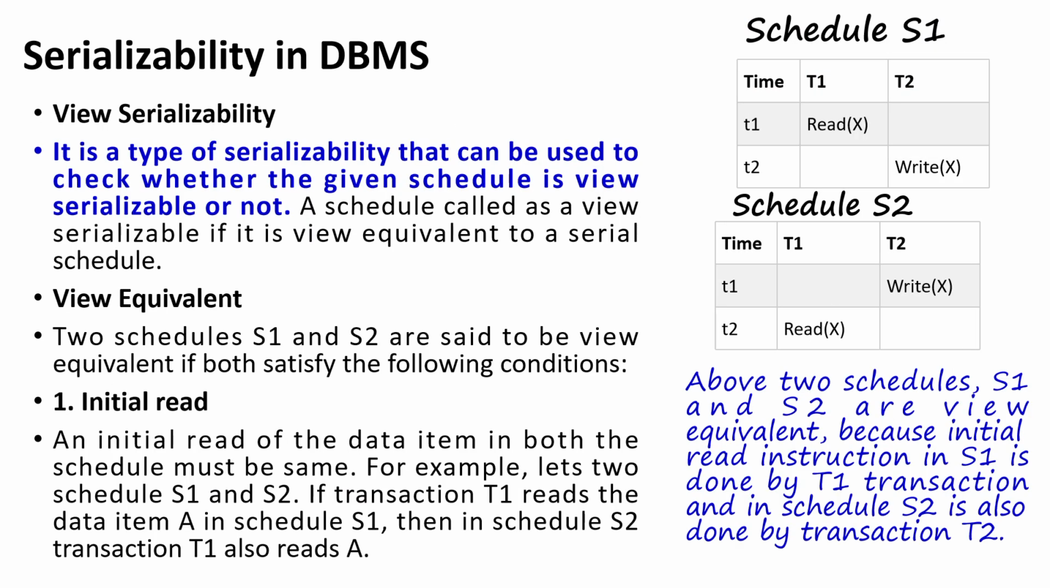Next is view serializability. It is a type of serializability that can be used to check whether the given schedule is view serializable or not. A schedule is called view serializable if it is view equivalent to a serial schedule. Two schedules S1 and S2 are said to be view equivalent if both satisfy the following conditions. Initial read: an initial read of the data in both the schedules must be the same. For example, if transaction T1 reads the data item A in schedule S1, then in schedule S2, transaction T1 also reads it.